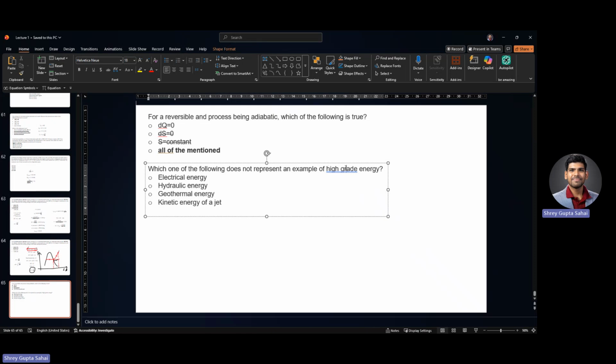The following does not represent an example of high grade energy. High grade energy means something which is not heat. Okay, heat is low grade energy. So electrical energy can be completely converted to work. Indeed, from a thermodynamics point of view, that is what essentially we are doing. Although there will be losses also, those losses are generally small. So it remains high grade because we are essentially converting everything into electrical energy. Okay, that is why we are calling it that.